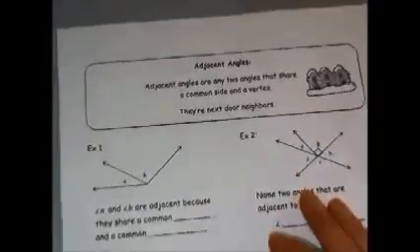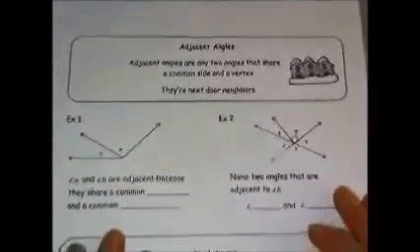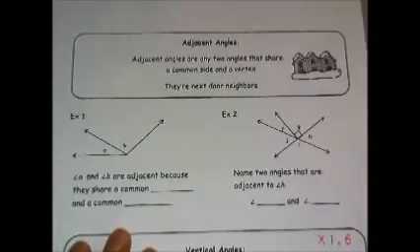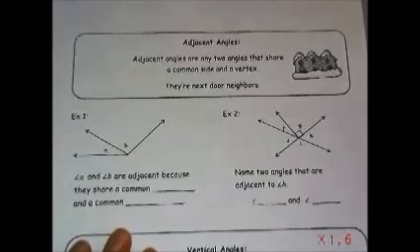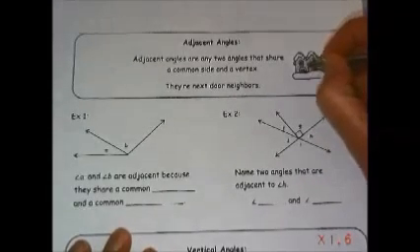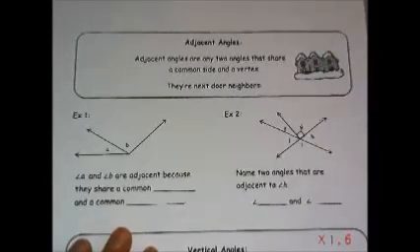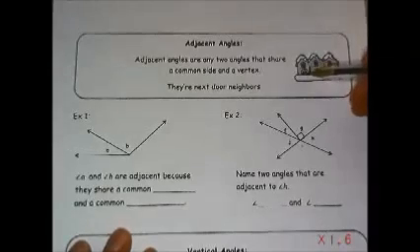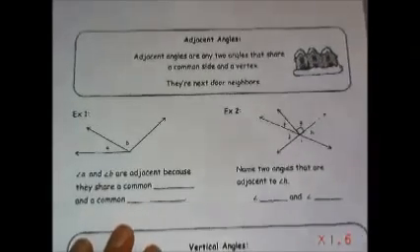Next, we have adjacent angles. Adjacent angles are any two angles that share a common side and a vertex. They're next door neighbors. I think of one of my best friends growing up. She lived right next to me in an apartment. We could actually knock on the wall of the apartment and talk through the wall. That's how thin they were. But we shared a common wall. We were adjacent to each other. We were next door neighbors.